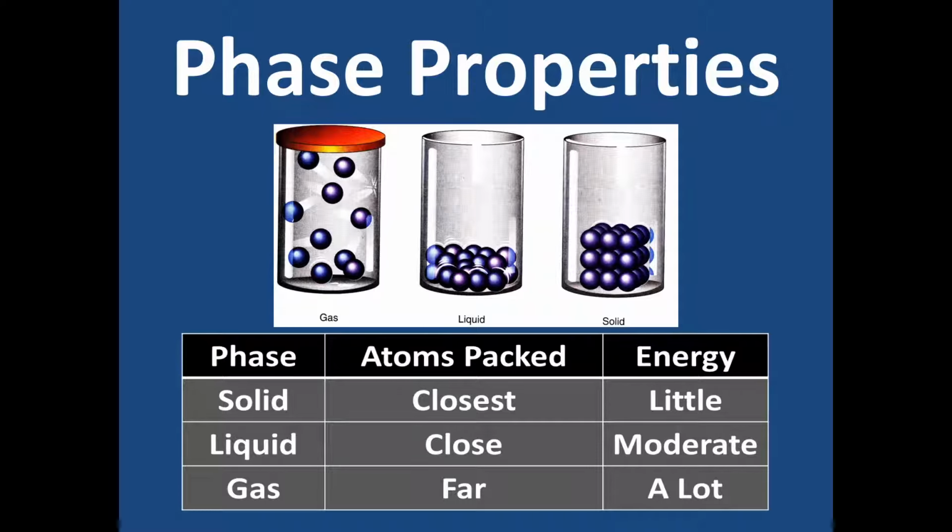So in a solid, the atoms are packed the closest, and they don't have very much energy. They have the least energy out of the 3. In a liquid, the atoms are packed close together, but not as close as when they're solid, and they have moderate energy. In a gas, the atoms are extremely far apart, and there's a lot of energy.